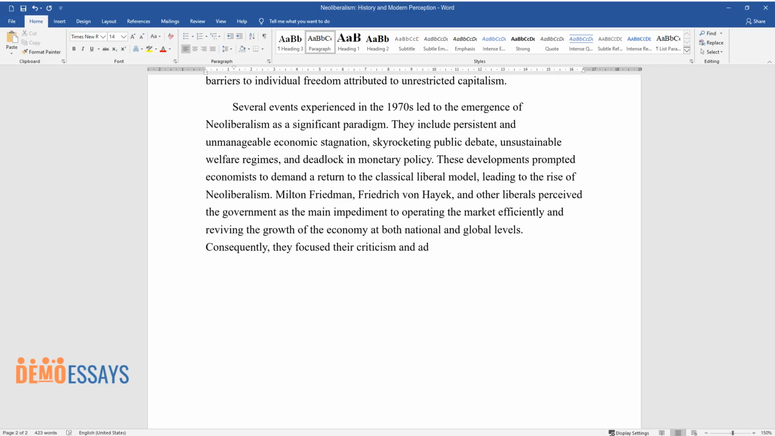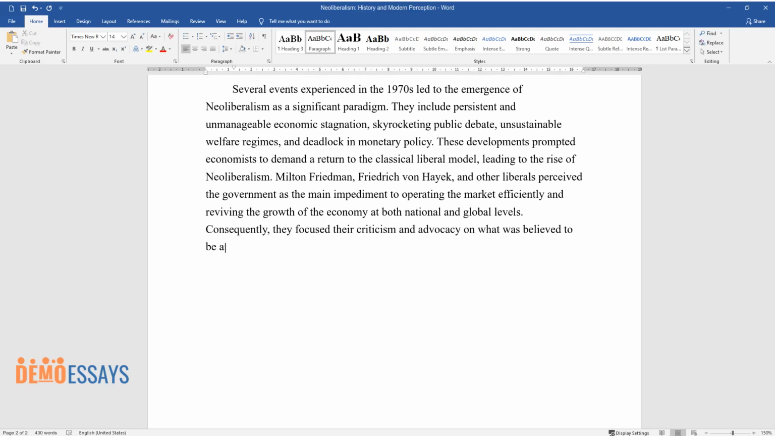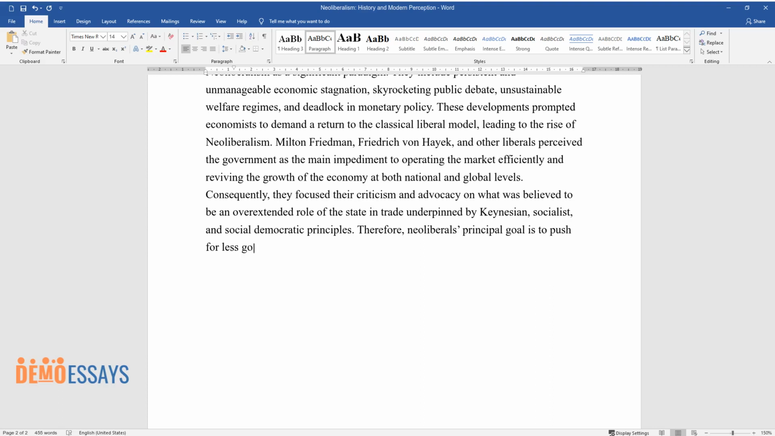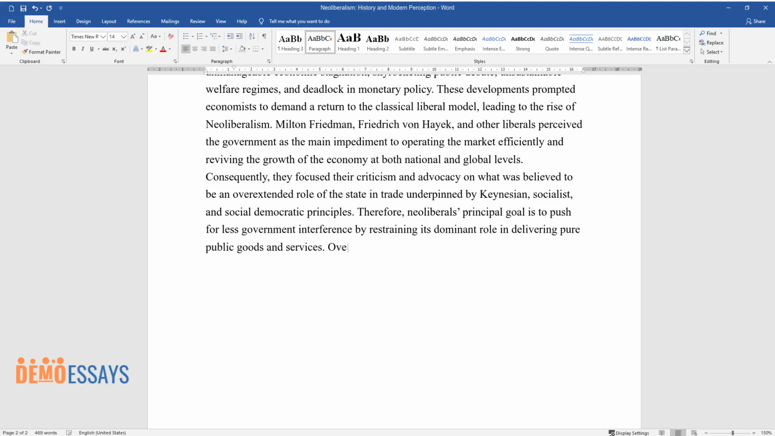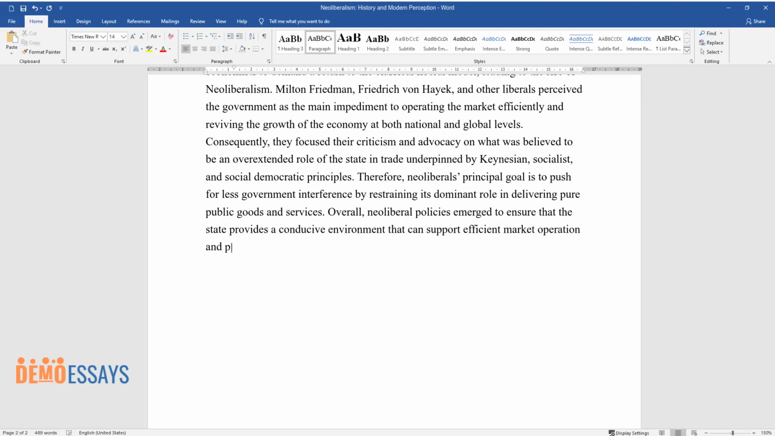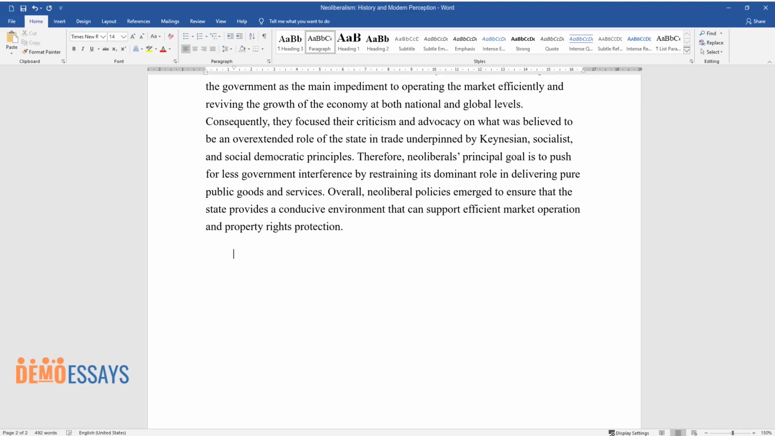Consequently, they focused their criticism and advocacy on what was believed to be an overextended role of the state in trade underpinned by Keynesian, socialist, and social democratic principles. Therefore, neoliberals' principal goal is to push for less government interference by restraining its dominant role in delivering pure public goods and services. Overall, neoliberal policies emerge to ensure that the state provides a conducive environment that can support efficient market operation and property rights protection.